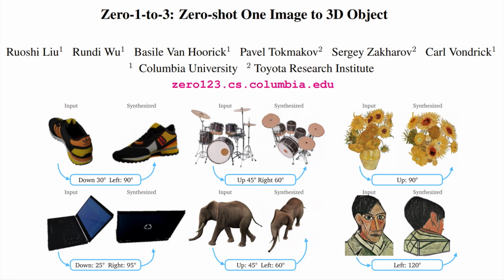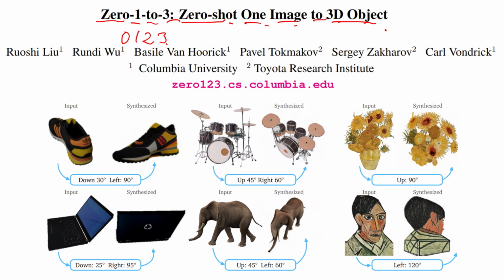And Zero-1-2-3. The naming is very fancy, right? Zero-1-2-3. Zero shot, one image to 3D object. One image to 3D object, you can understand, right? We have only a single image, and we want to lift it to 3D space.